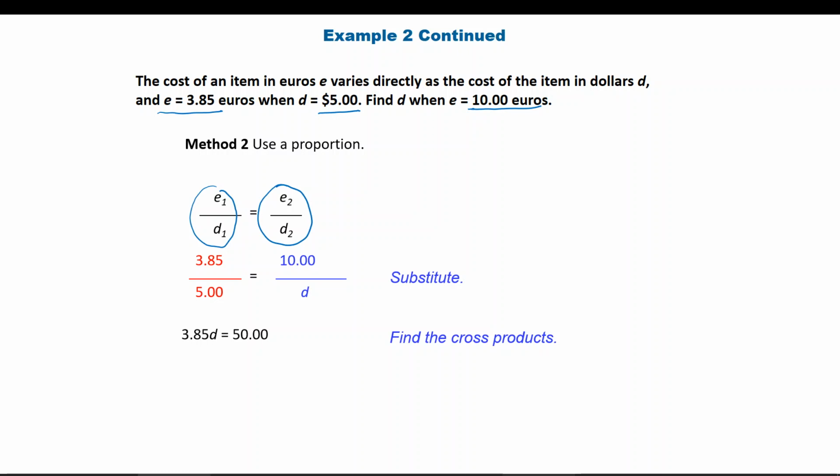And then we can cross product. I call it the butterfly. We all do. Use our cross product. So we have 3.85 times D equals 50. And then you just have to solve for D by dividing both sides by 3.85. And when you do that, you end up with D equals 12.99. Either way you want to do it is going to work out fine. There's lots of different ways to solve math problems, and these are two ways that you could do it.